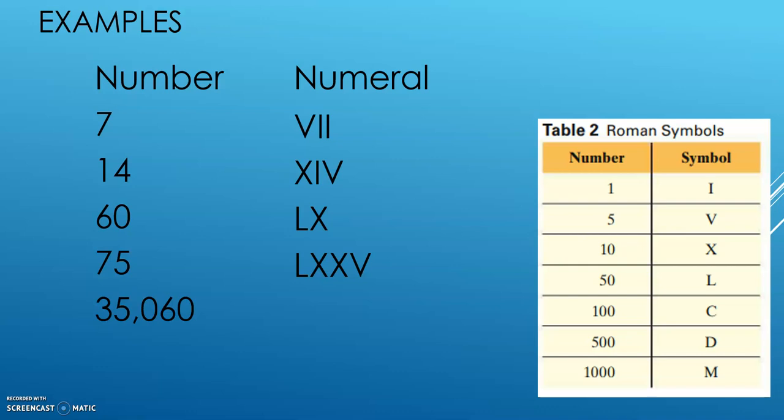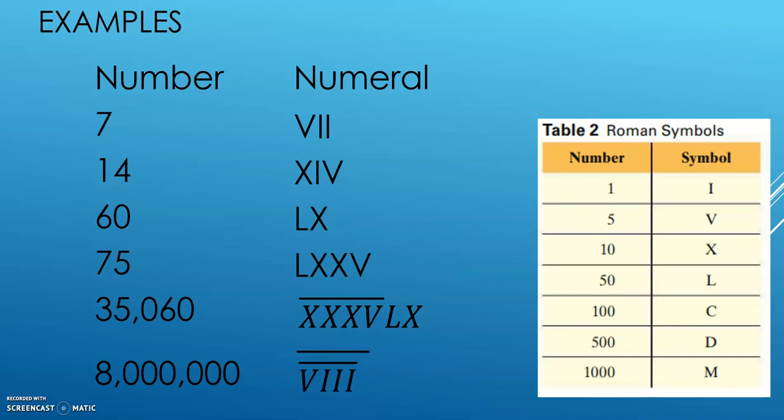35,060. Remember, putting the line over the numeral means to multiply by 1000. XXXV, all with a line over it, gives us 35,000. LX gives us the 60. 8 million. Remember, 2 lines means to multiply by 1,000,000. So we can go ahead and just make 8, which is VIII, and then put 2 lines above it.